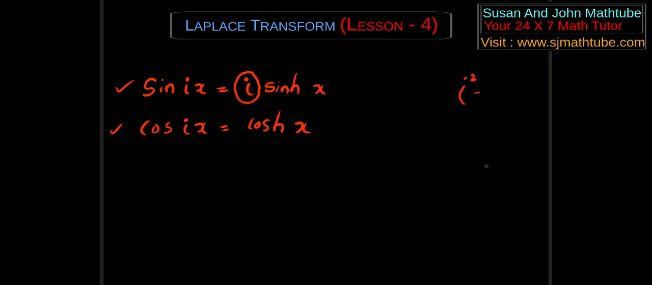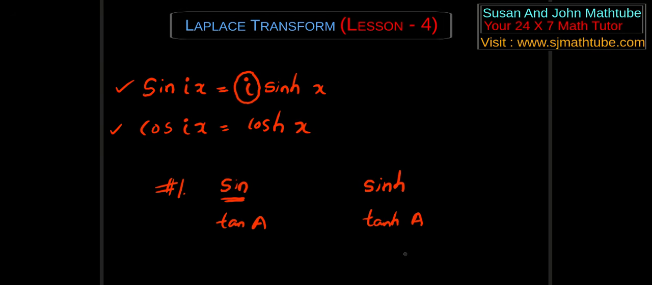Suppose you want to convert any trigonometric identity into its hyperbolic equivalent. Then what you do first is change the trigonometric function into the hyperbolic function. So what is step number 1? We change the trigonometric function. For example, if you see tan A in the original formula, you write tanh A in the hyperbolic equivalent. Okay, point number 2.